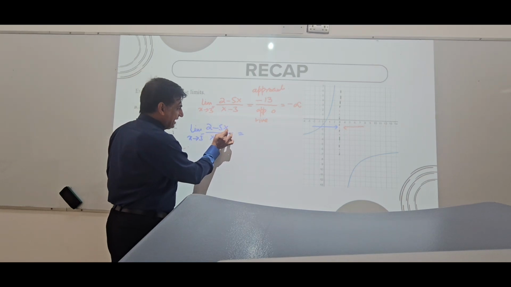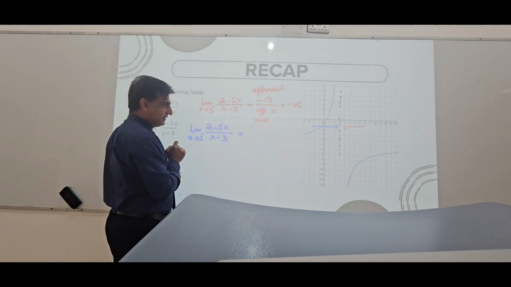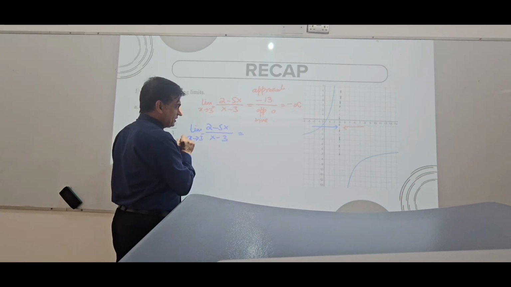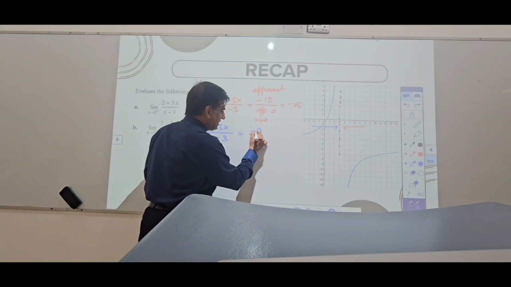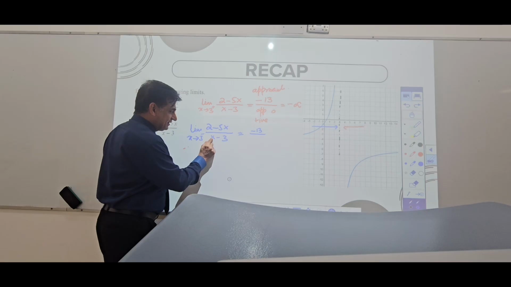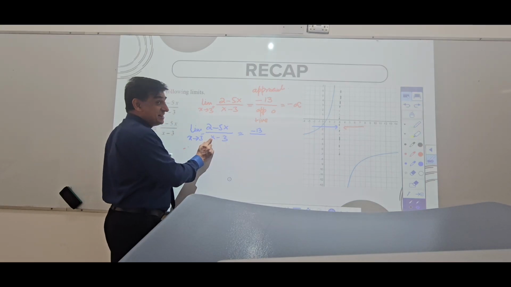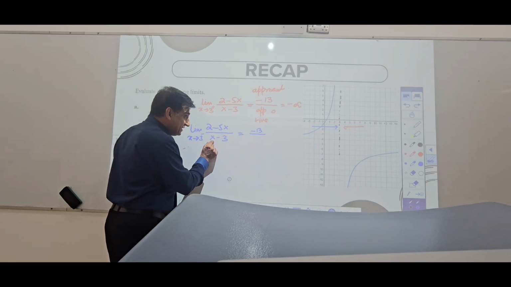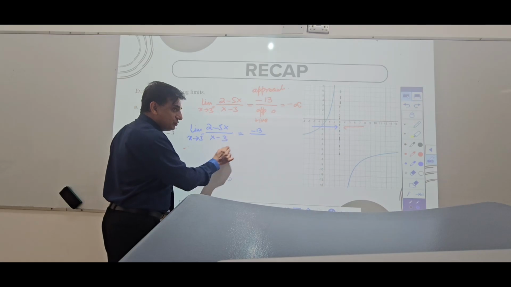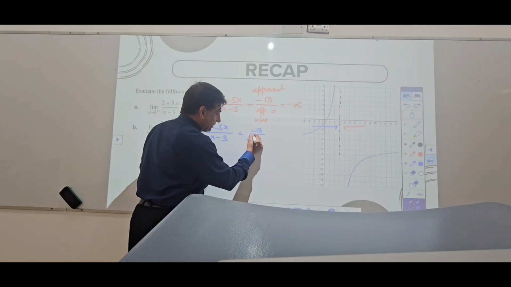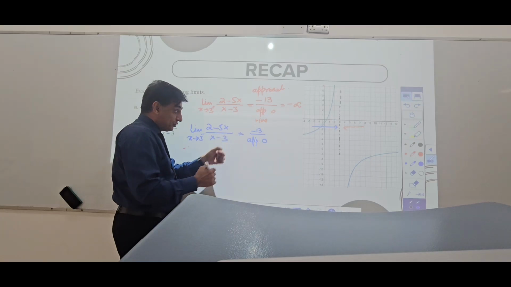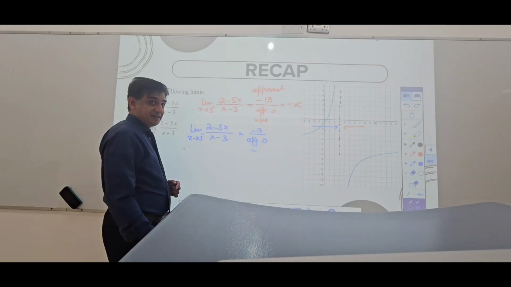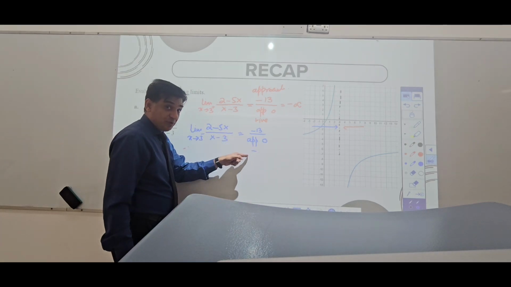So let's say if I put a 3 here, I have 5 times 3, 15. 2 minus 15 is going to give me minus 13. And now this number in the denominator is slightly less than 3. When x is slightly less than 3, x minus 3 is going to approach 0, but it's going to be negative, isn't it? It approaches 0 but negative.